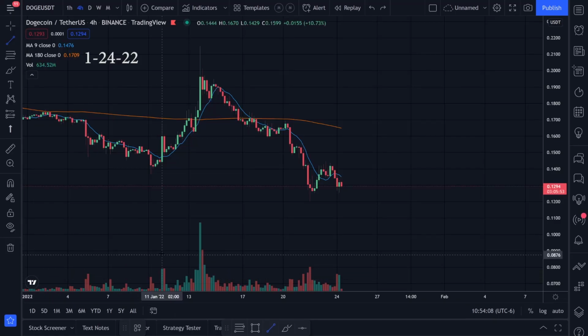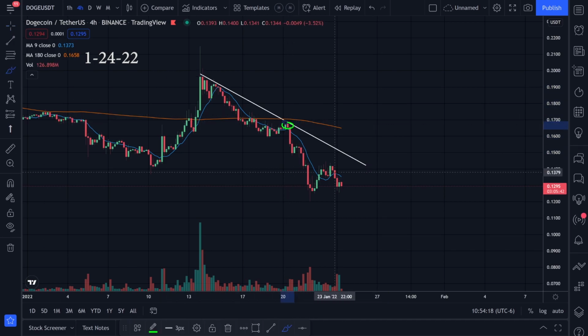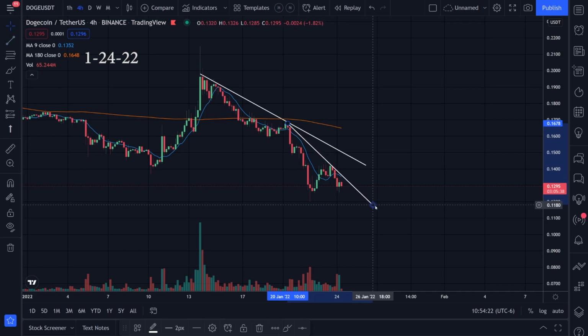Let's take a look at the chart action for Dogecoin. Okay, so here's what I was looking at. We have resistance, resistance. Let's draw a trend line going down right here. And then we had resistance and resistance right here. Let's do another trend line going down like this.